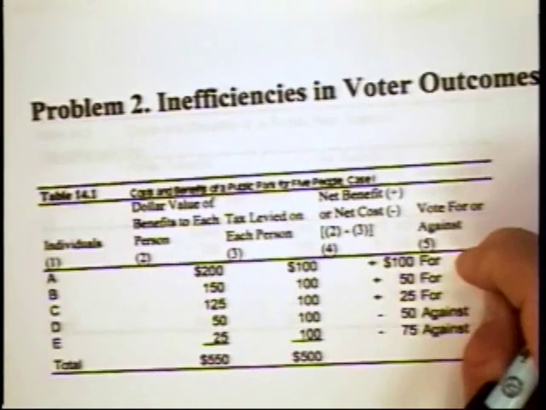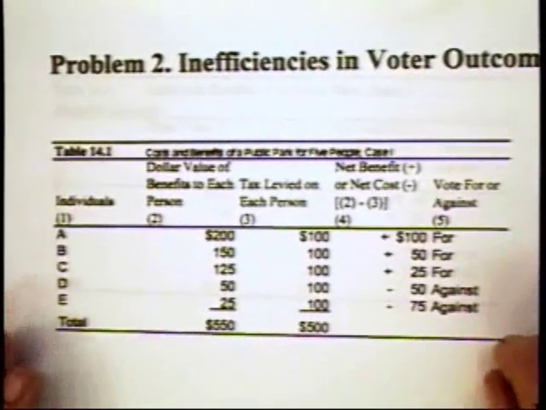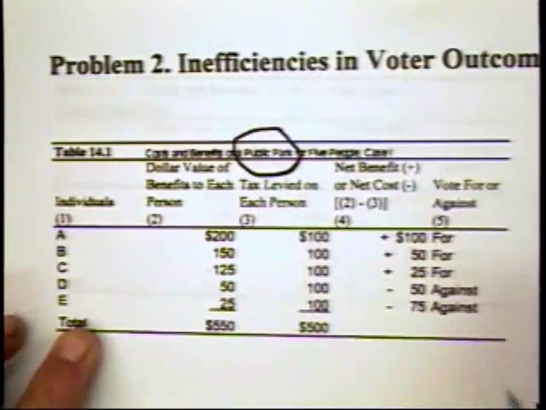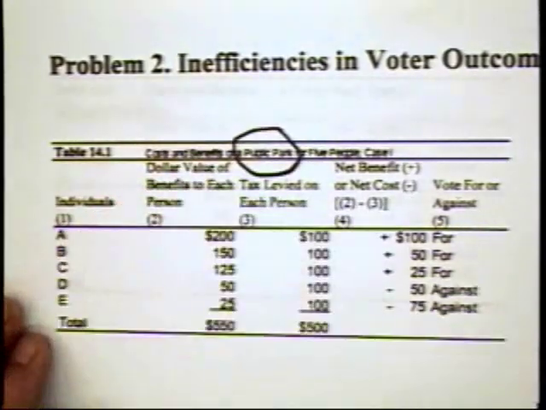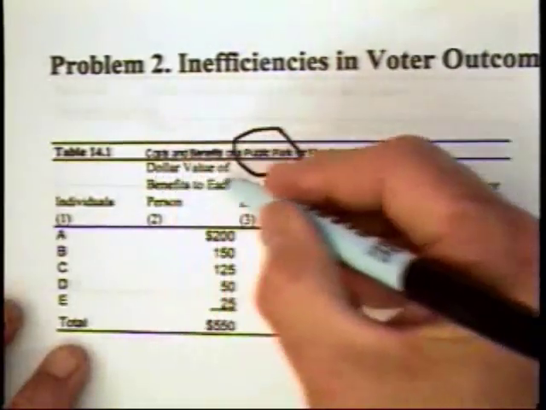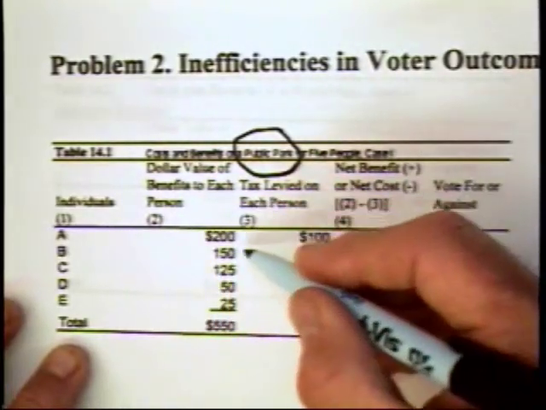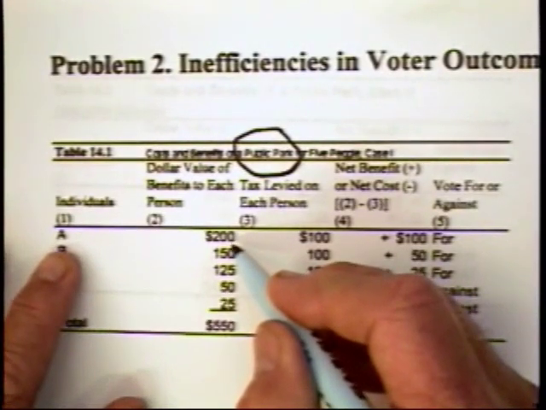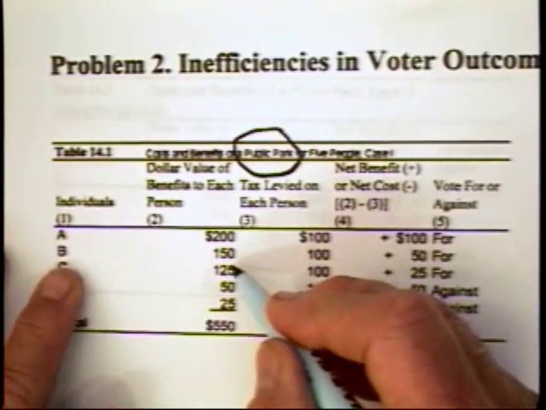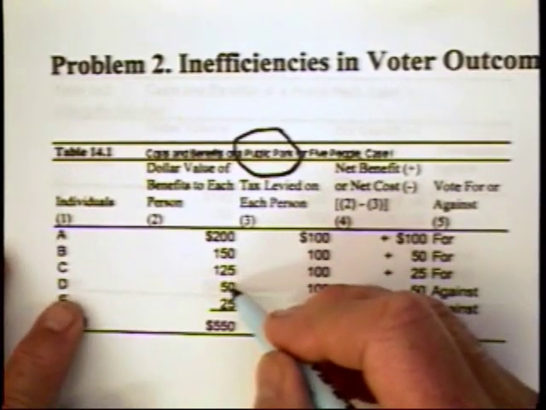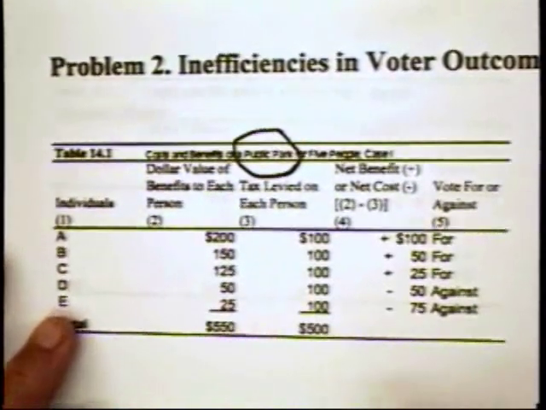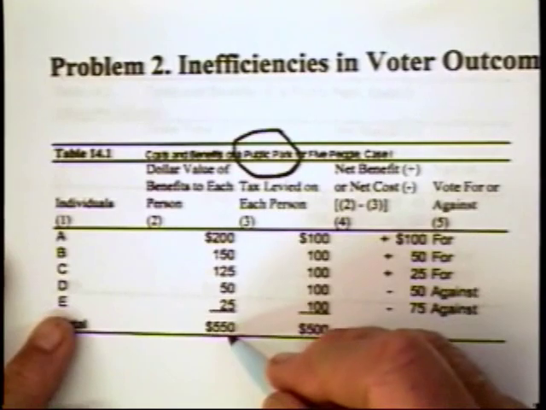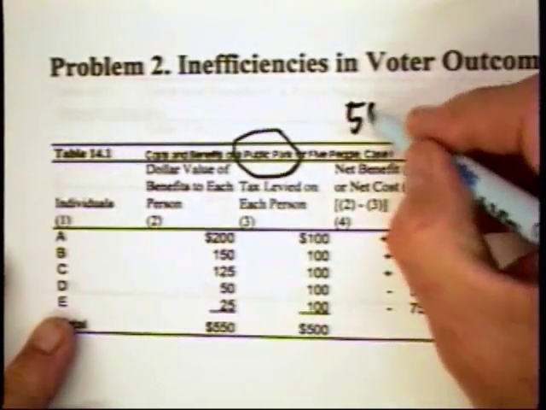We now turn to particular votes on special issues. Here we have the votes of 5 people on a public park. These 5 people are A, B, C, D, and E. They have a dollar value of benefits for each person that is listed in column 2. For individual A, the benefits of the public park is equal to $200, to individual B, $150, C, $125, D, $50, E, $25. Just differences, that's all we have. The total value of the benefits is equal to $550. The total cost of the park is equal to $500.